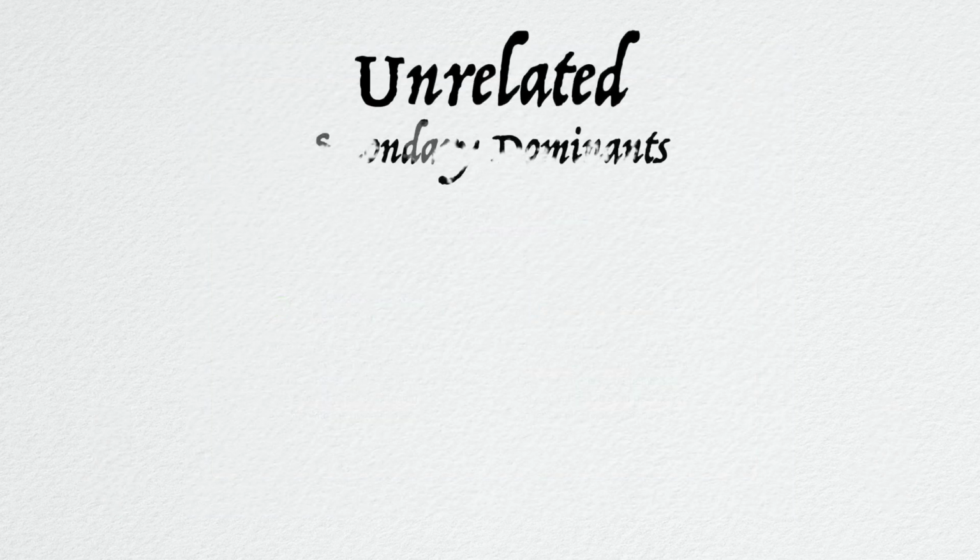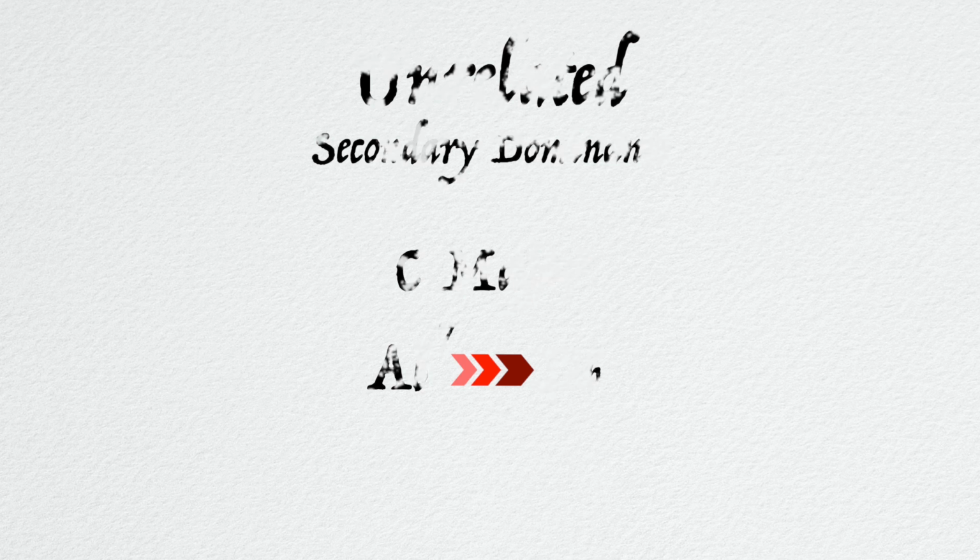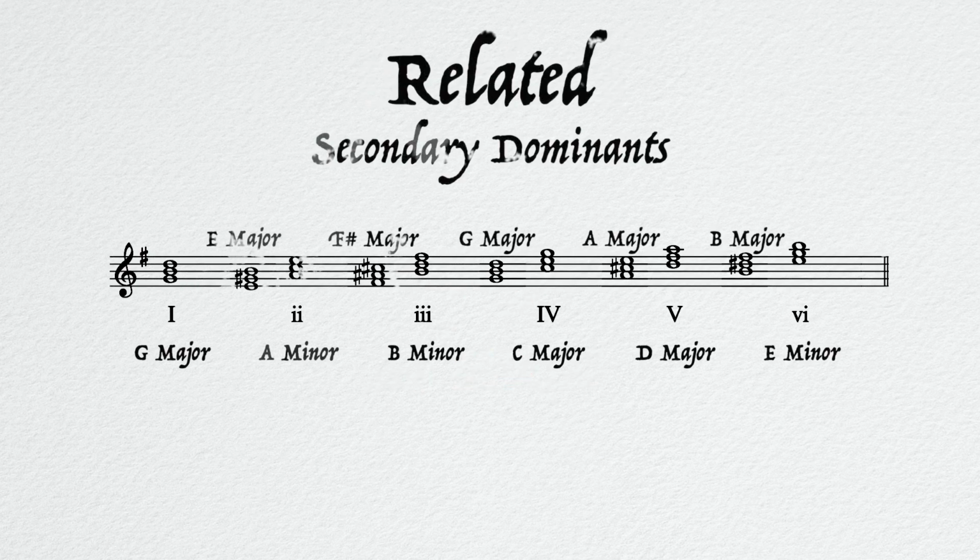Unrelated secondary dominants, on the other hand, are any dominant that resolves to a chord or degree not in the key of the piece. This could be something like an A-flat dominant 7th chord resolving to a D-flat major triad in a piece written in C major. However, in this video, I would like to place emphasis on what I call related secondary dominants or just related dominants, as they have the strongest relationship to the keys in which they appear.